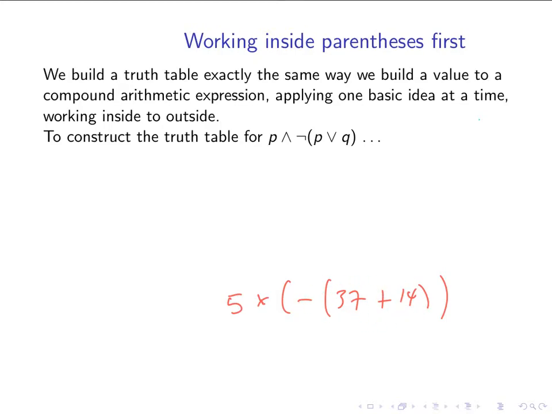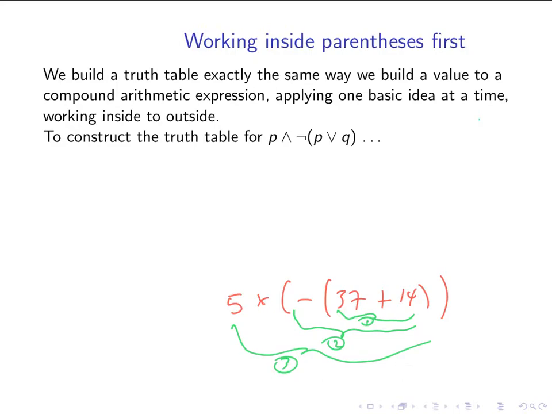And so if I were evaluating this, I would do things in this order. I would first work out what 37 plus 14 is, then I would negate it, and then I would do the multiplication. So that's the order, 1, 2, 3, in which I would do the operations if I were evaluating an arithmetic expression.